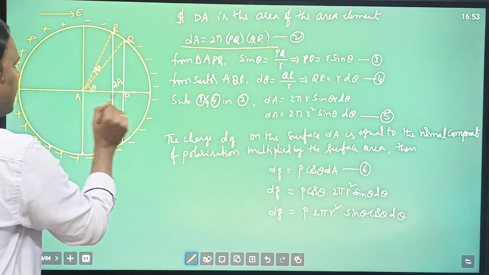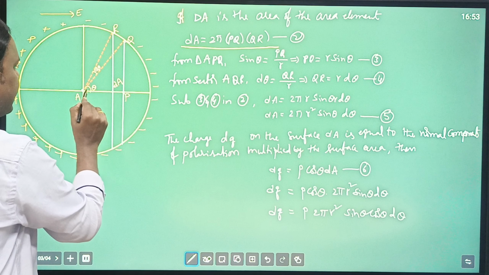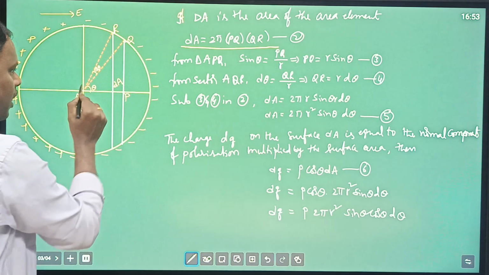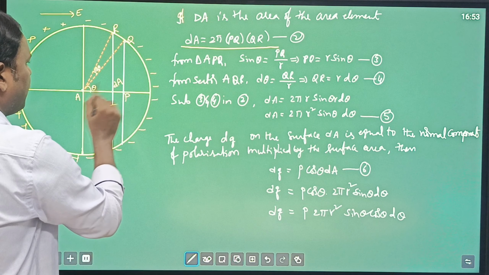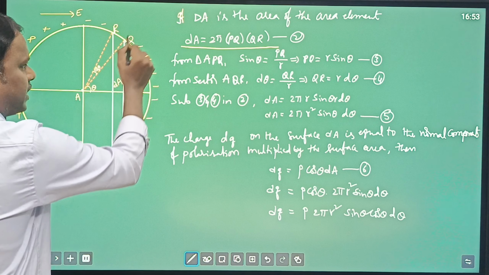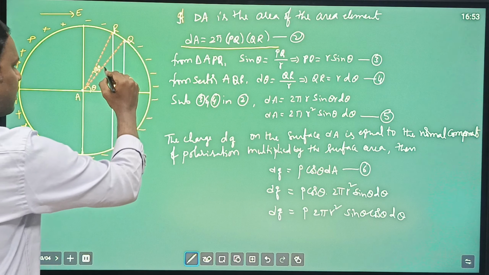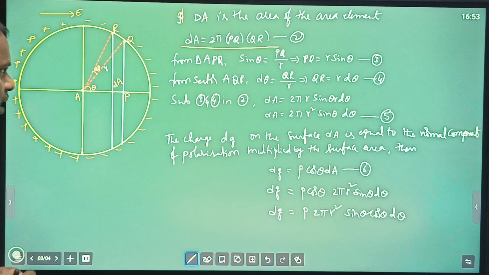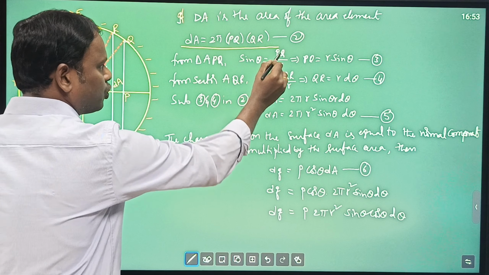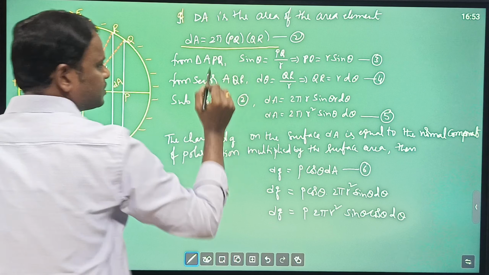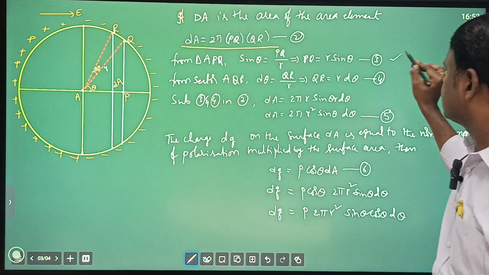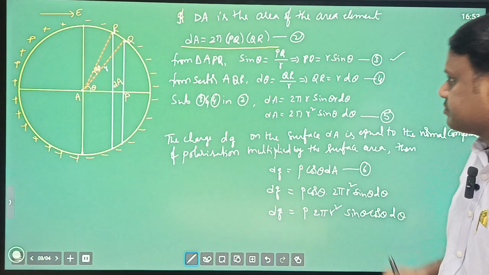So from this triangle APQ, sin theta is equal to opposite side by hypotenuse. So opposite side PQ by hypotenuse AQ. That means AQ is nothing but the radius of the sphere, R. Here we can write the radius of the sphere is R. So sin theta is equal to PQ by R. From this PQ is equal to R sin theta. Let it be equation number 3.